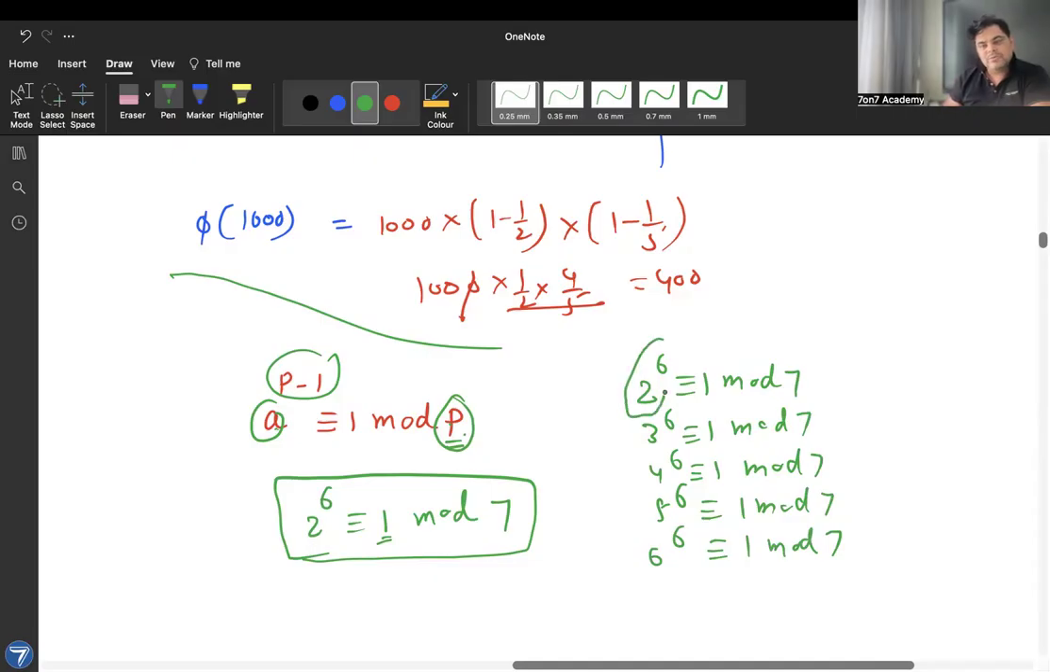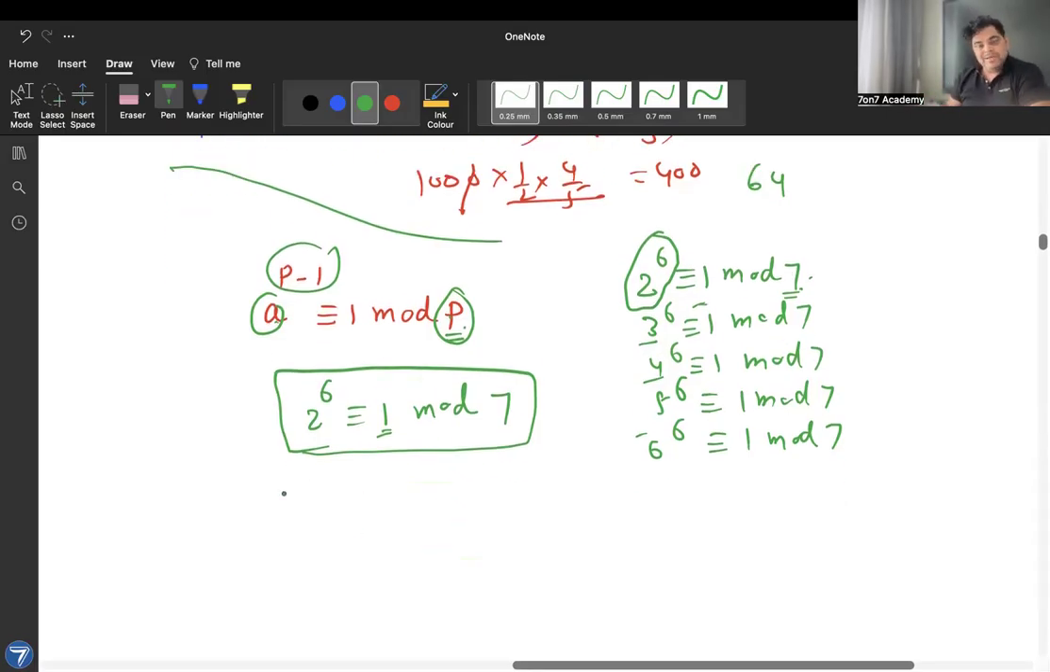For example, 2 raised to 6 is 64. 64, and the multiple of 7 is 63, so the remainder is one more. You can check whether it works or not. So whenever this is a prime number, and the exponent is one less than the prime number, and you want to evaluate this, this is the way to evaluate it.